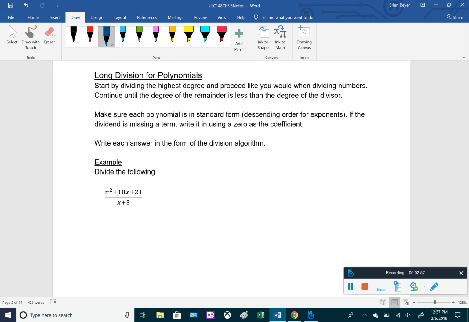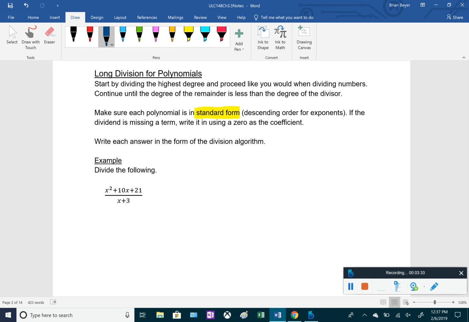We're going to continue doing this until the degree of the remainder is less than the degree of the divisor. We have to make sure that the polynomials are in standard form, so make sure both of them are in standard form when you're dividing. And something to keep in mind, if the dividend or divisor is missing a term, then write the term in using a 0 as the coefficient. You don't have to do this for long division, but it's going to make it a little bit easier so you don't make any mistakes. And we're going to be writing each answer in the form of the division algorithm.